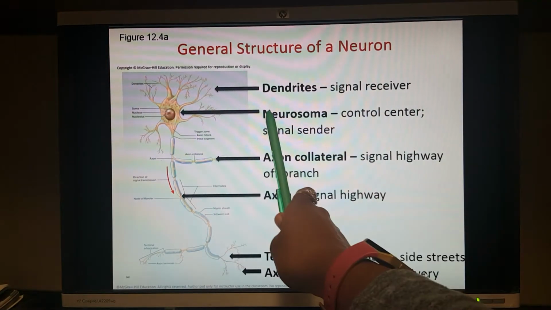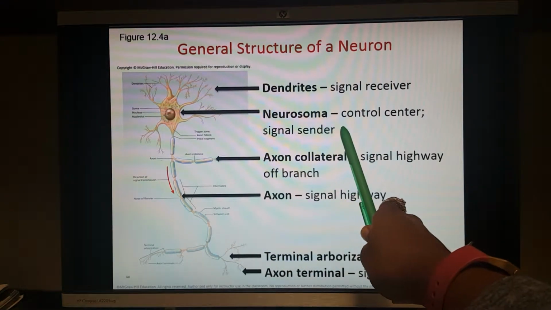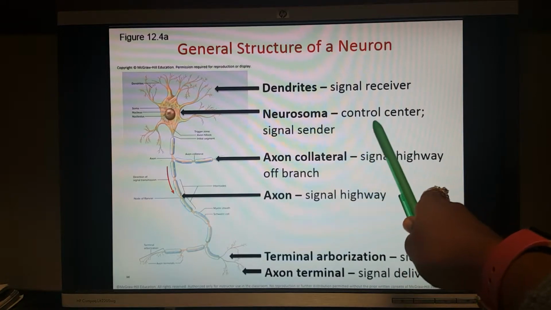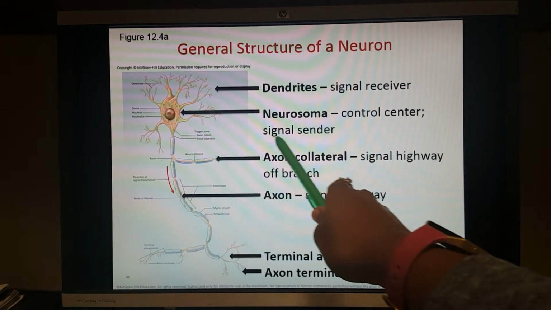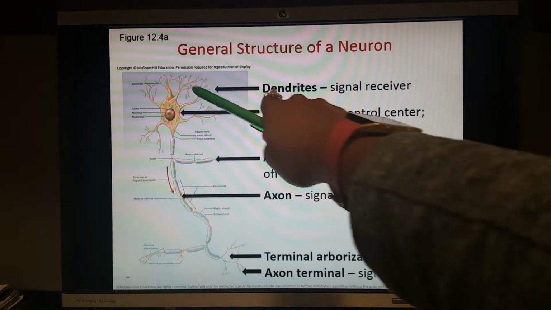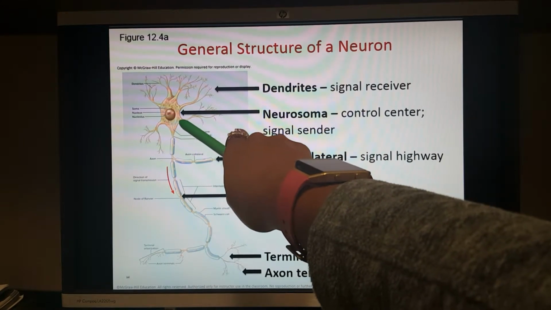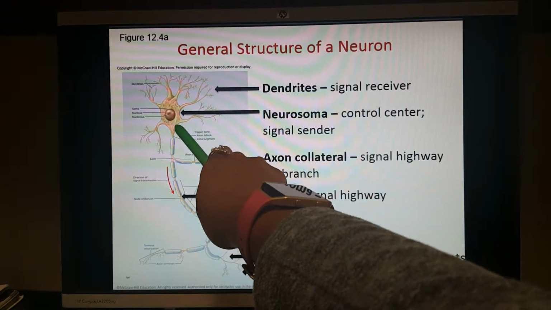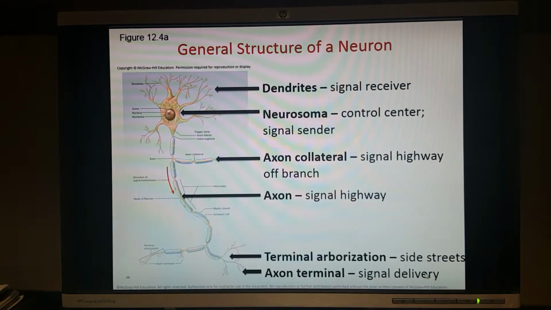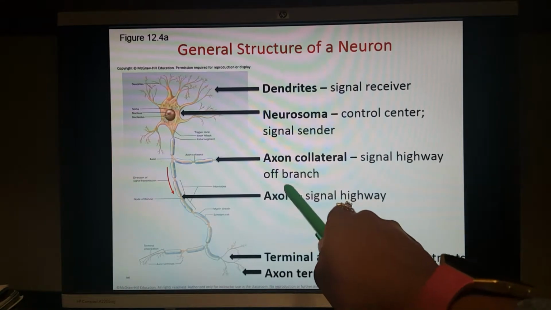Moving down, you have your neurosoma. So your neurosoma is your main cell body of your neuron. It's your control center, so it makes your proteins. It also helps to receive signals as well as to be able to send signals. So it'll receive all this information into the neurosoma, and then here at the axon hillock is where the decision is made to whether or not to send the signal down the next portion, which is your axon.